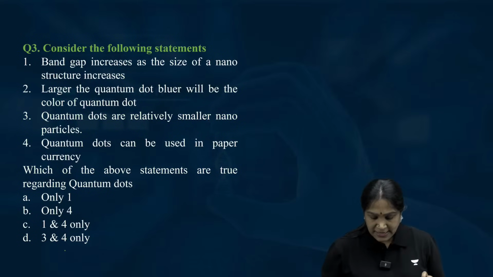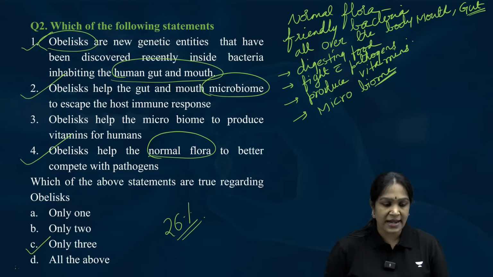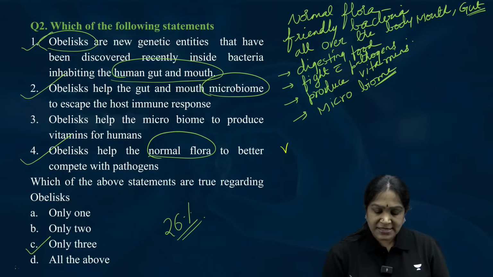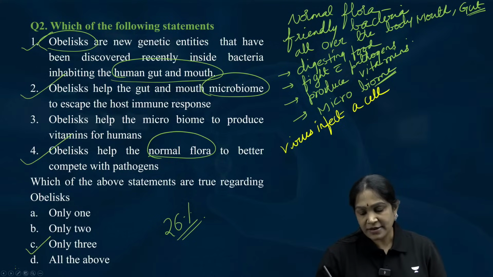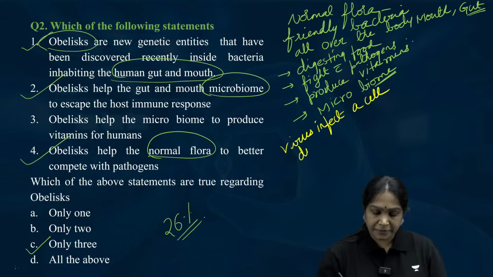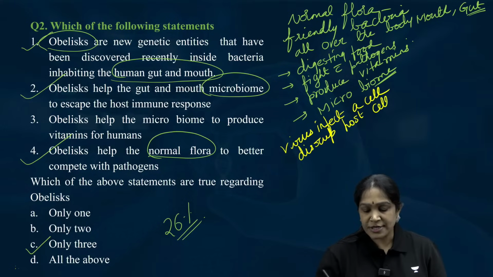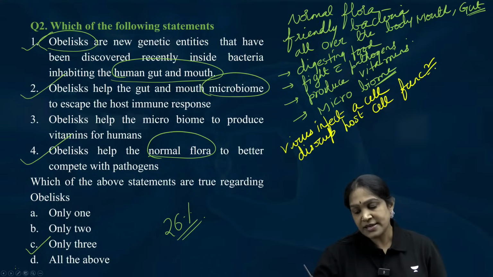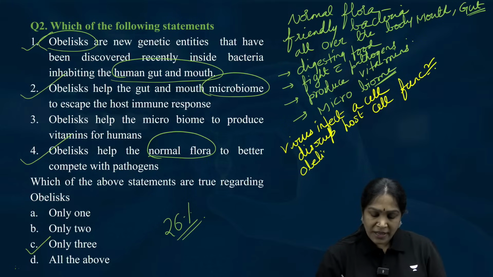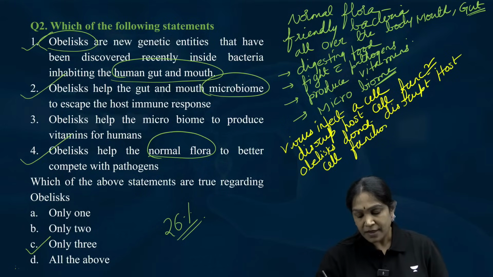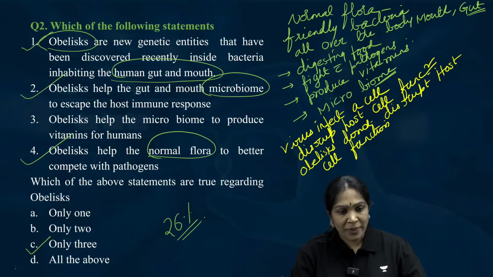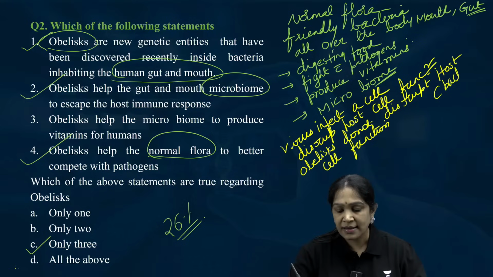Let us see this last difference between obelisk and the virus. For example, if a virus infects a cell, it will disrupt the host cell function, but obelisks do not disrupt the host cell function. And what are the host cells for obelisk? The host cells for obelisks are the bacteria.